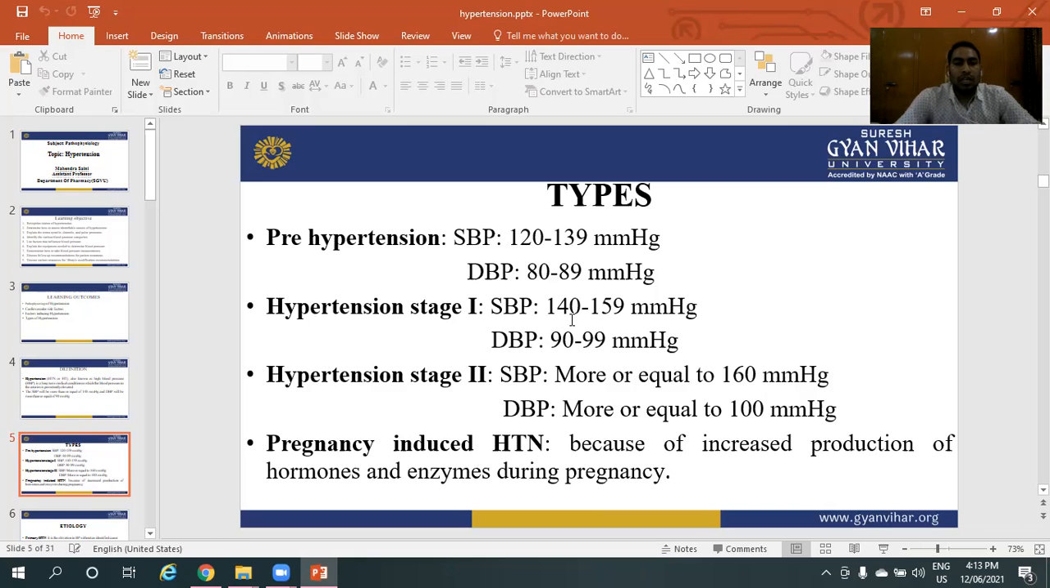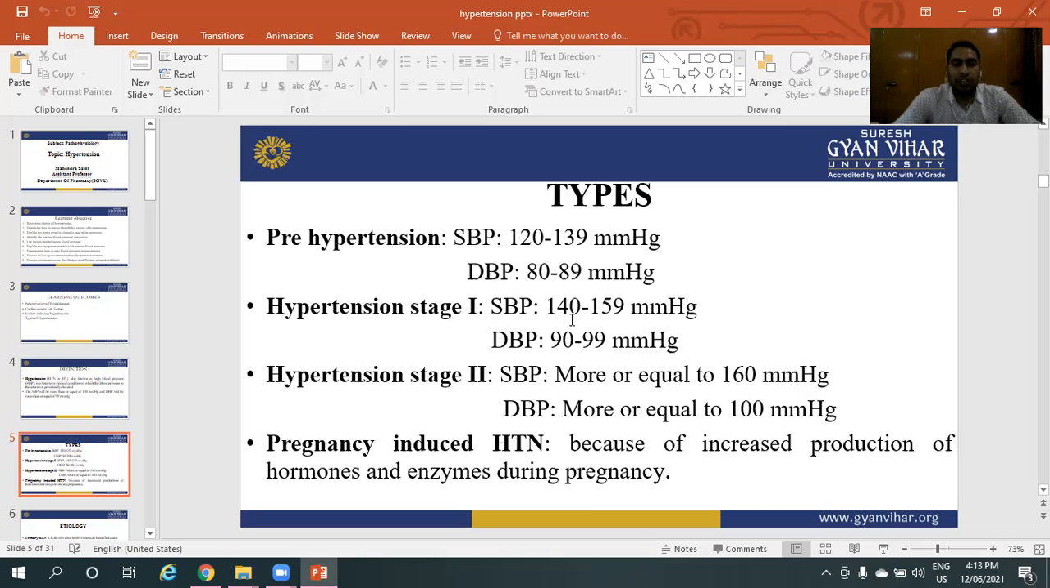The first one is pre-hypertension, in which the systolic blood pressure is 120 to 139 mmHg and the diastolic blood pressure is 80 to 89 mmHg. This is pre-hypertension.